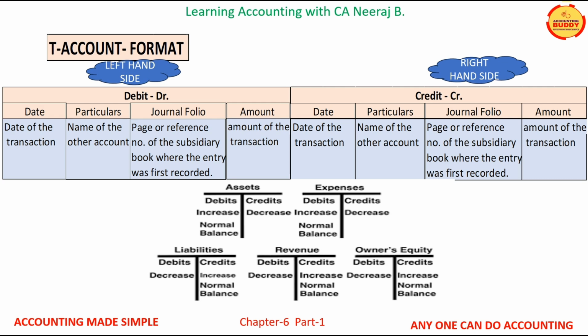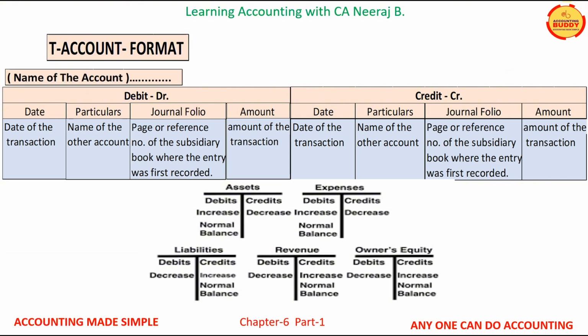Remember, if a transaction is affecting the debit side of an account, the details will be filled on the left hand side of the T account, and if it is affecting the credit side of an account, the right hand side of the T account will be filled. Further, the name of the account is mentioned on the top of the T account together with the period for which the transactions are recorded in a particular account.